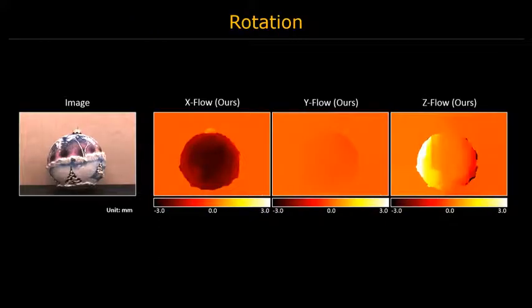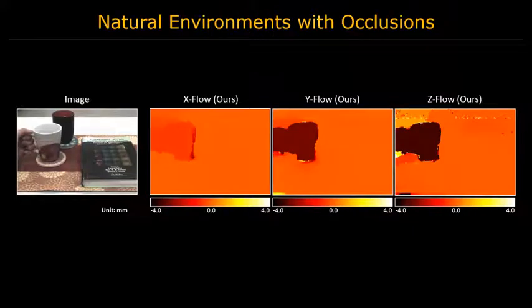This scene consists of a rotating spherical object. The gradually changing XZ motion is correctly estimated by the algorithm. This experiment shows our method's capability to recover motion in a natural environment. The mug on the left is picked up by a hand. Our method preserves the motion boundaries despite occlusions.